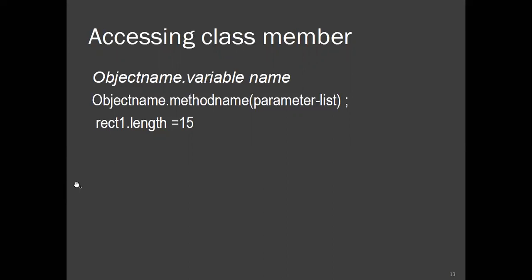In order to assign a value to the data member, we will use the object name, dot, member name, that is, the member variable is equal to some value we have to assign. So here we have to concentrate on the dot: object name dot data member name.